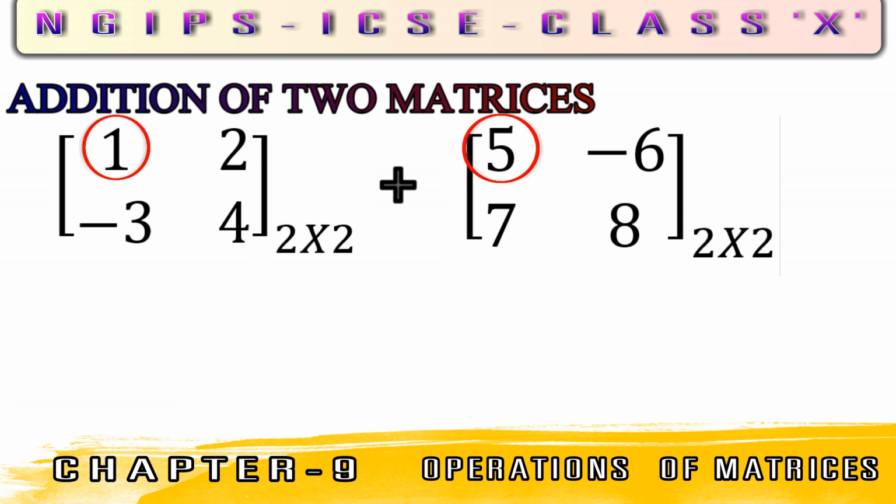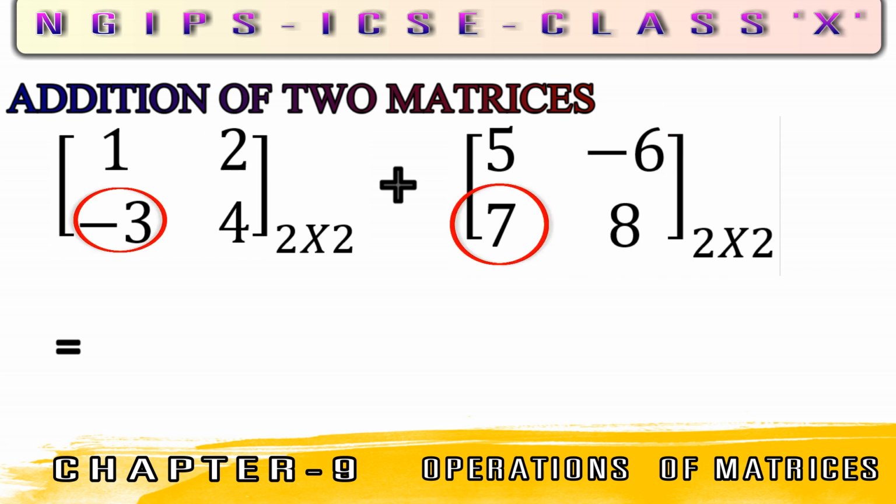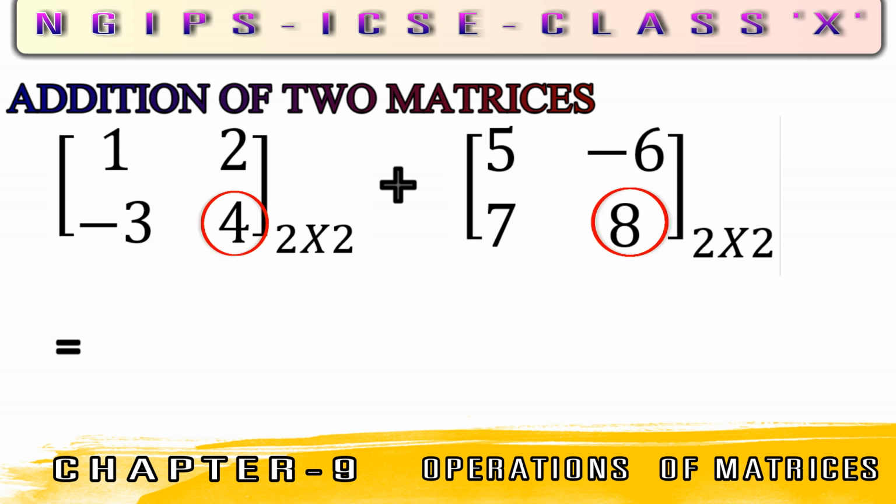1 and 5 are corresponding elements. Both are the 1-1 element. 2 and minus 6 are corresponding elements as both are the 1-2 element. Minus 3 and 7 are corresponding elements of the 2-1 element. 4 and 8 are the corresponding elements of the 2-2 element.